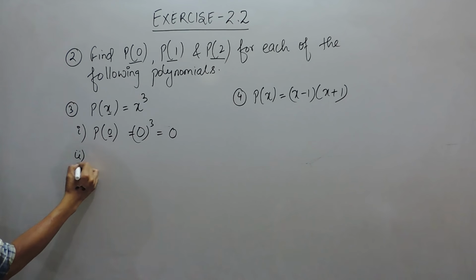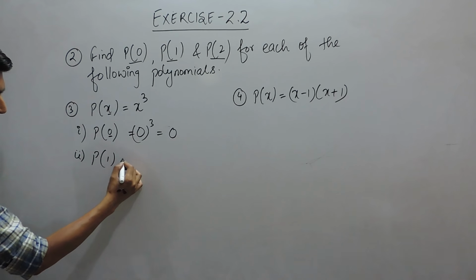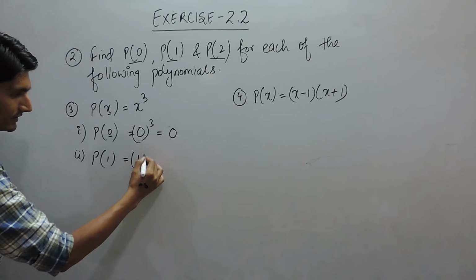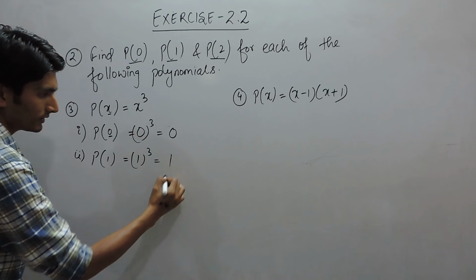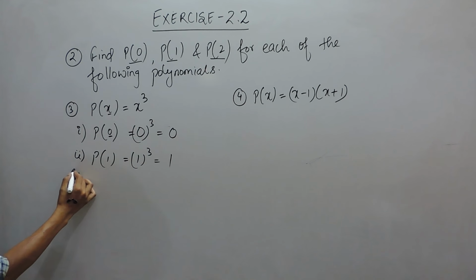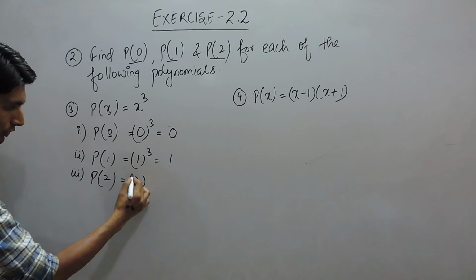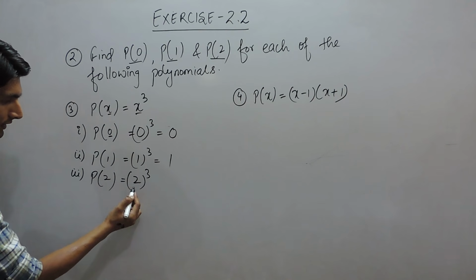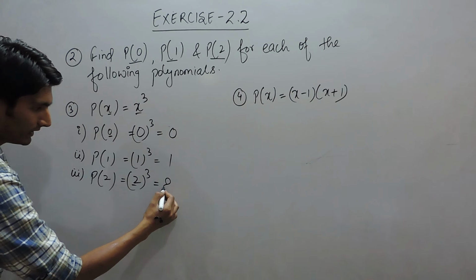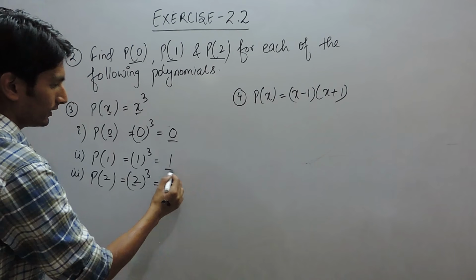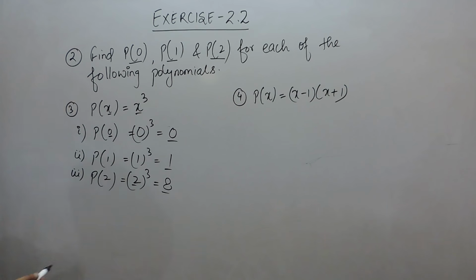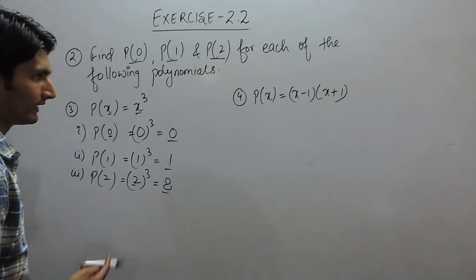In the second part you have to find the value of P1. So the value of x is 1, so 1 cube is 1. In the third part, we have to find the value of P2. So 2 cube, because the value of x is 2, is basically 8. So the values of P0, P1 and P2 are 0, 1 and 8.